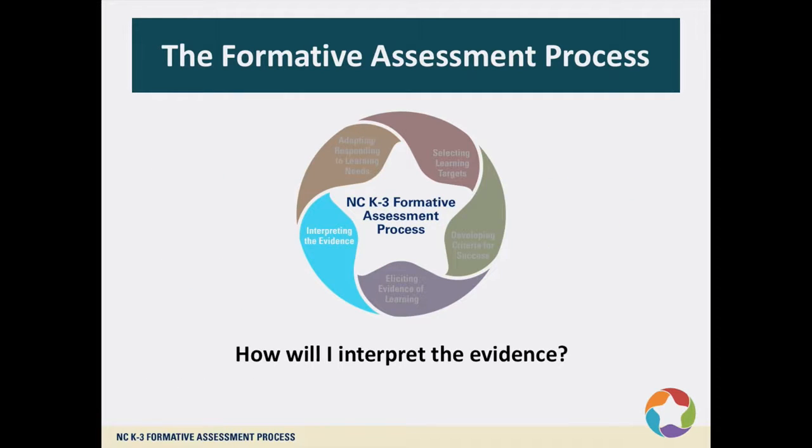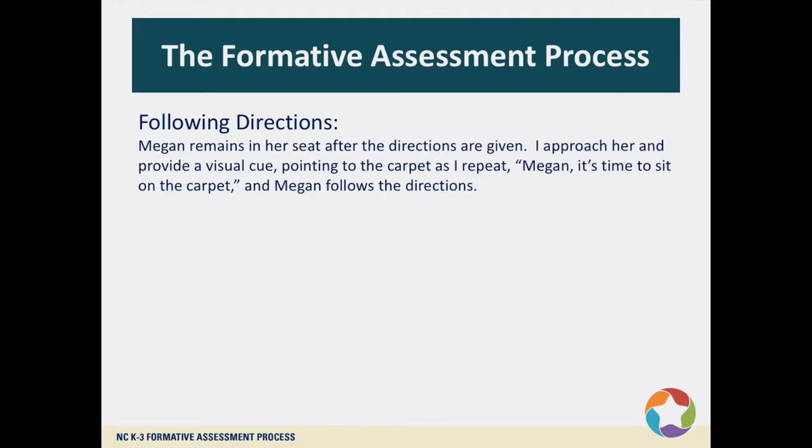So now that we've thought about which constructs we're going to observe for and how we elicit evidence, let's think about how will I interpret the evidence. You interpret evidence by using your observations and applying them to the construct progressions so that you can choose a current learning status for your student at a given time.